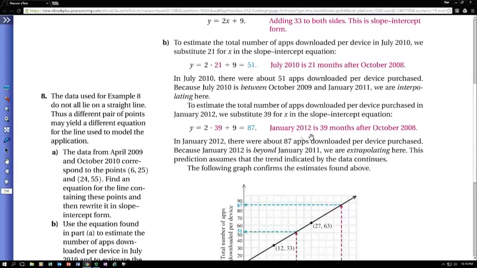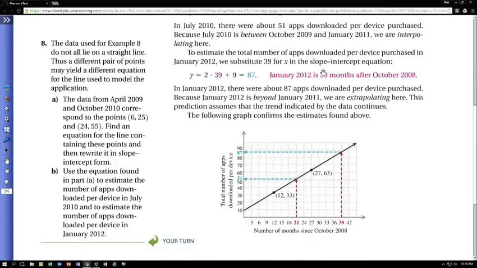If they ask me what's going to happen in January 2012, well, that's 39 months. On this graph, that's 39 months from 0, which is October 2008. With this equation now, I could look at the graph and get it close, right? Looks like it's close to 90, but not quite there. But with an equation, I'm going to spit out a number for y of 87.